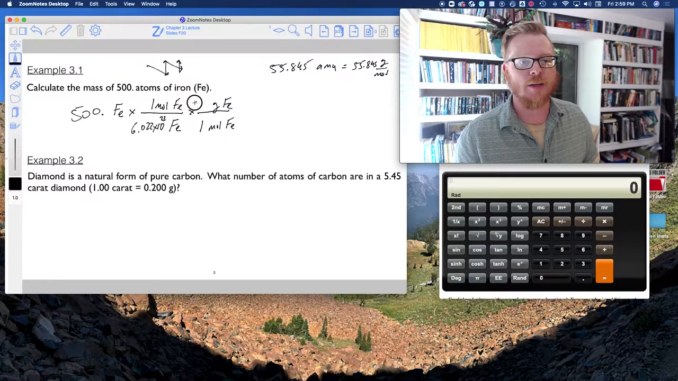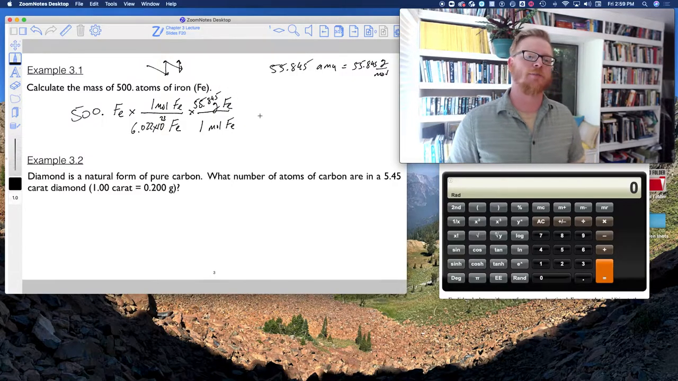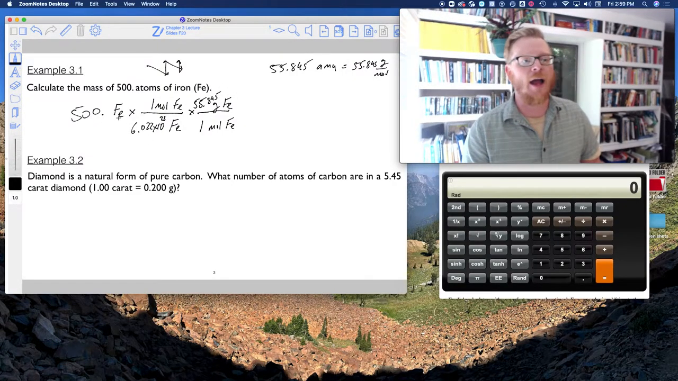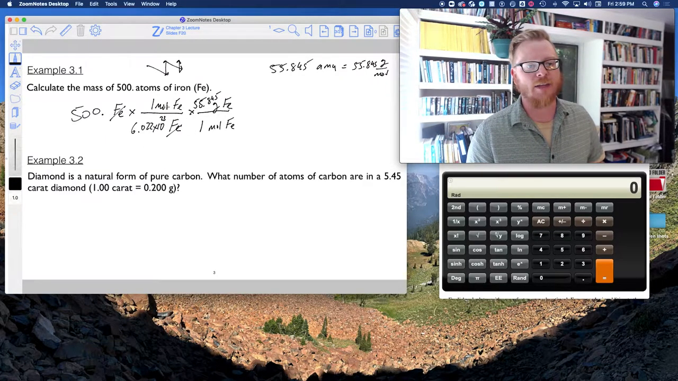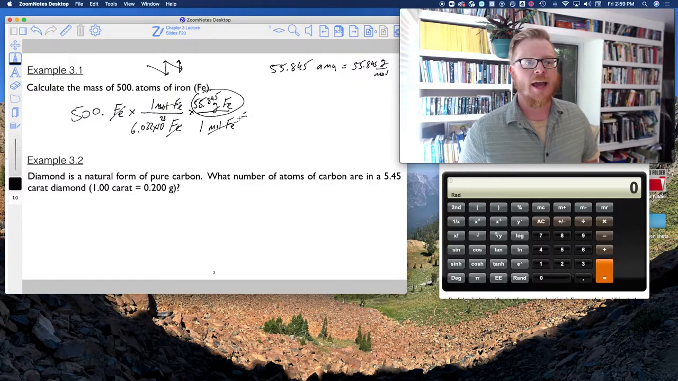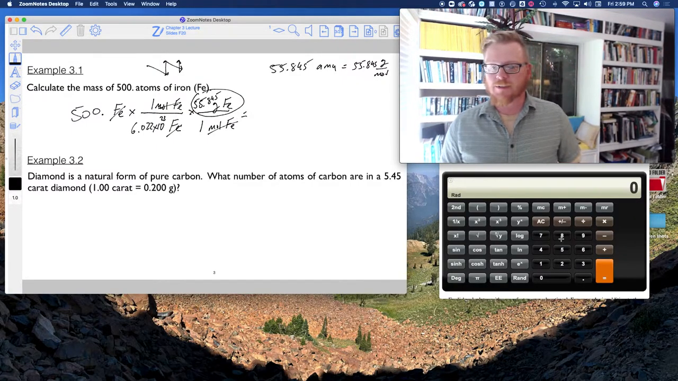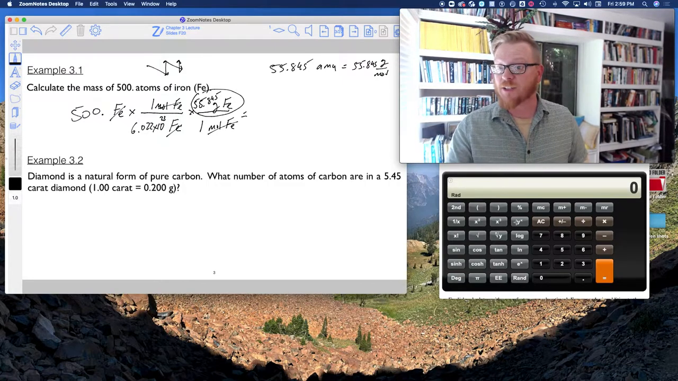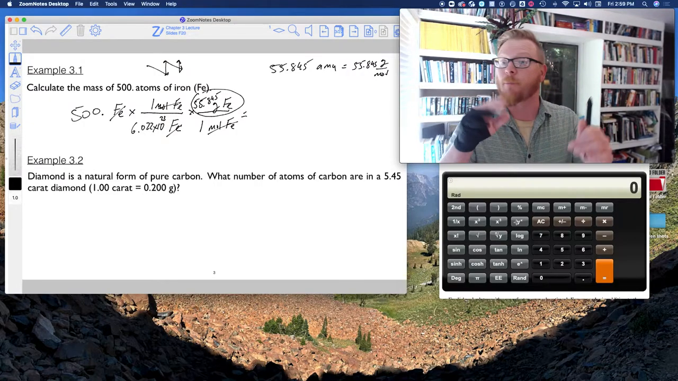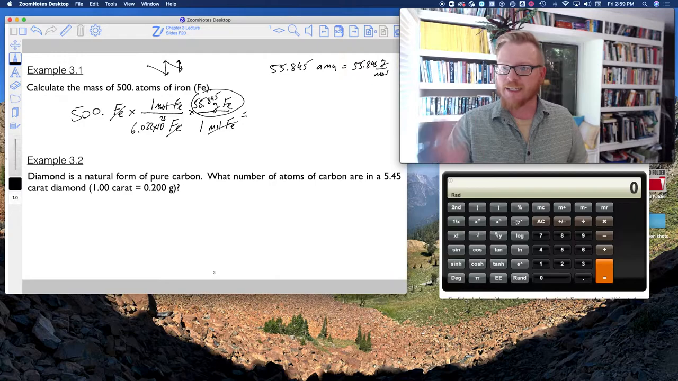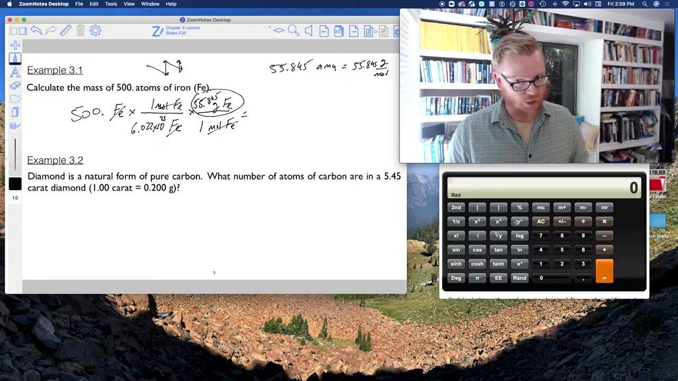So here, I just put the 55.845, I ran out of space there. And then now look, my number of iron atoms is canceled, my mole of iron is canceled, and now I'm left with grams of iron, and that's gonna give me my final answer, okay? And so let's go ahead and plug this into my handy digital scientific calculator here. So the way that I like to do this, and I know some of you have your graphing calculators that allow you to put multiple steps in. This calculator only lets me put one step in at a time, but it still works just as fine, okay?